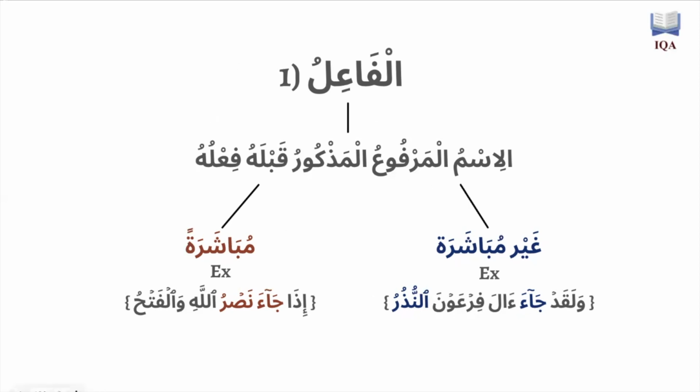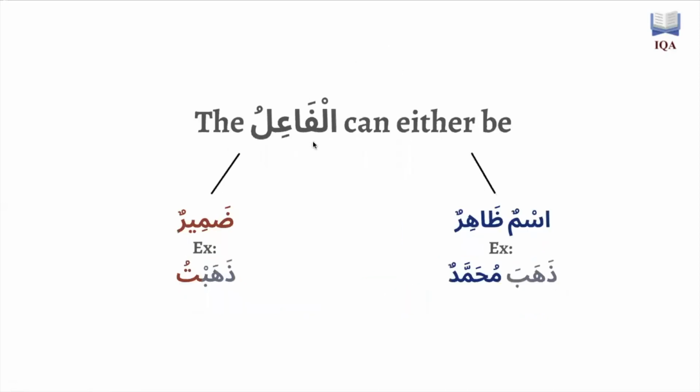Now, the second point we want to cover is that the fa'il can either be a dhamir, a pronoun, or an ism zahir, an apparent noun. Ism zahir is like Muhammad, Baytun, Sayara, Aishatu, Khalid, Ahmadu. It's an ism that's zahir. It's an ism that is very clear and it's not a pronoun pretty much. ذهب محمد, Muhammad went. Muhammadun is an ism that's مرفوع. المذكور قبله فعله, mentioned مباشرة, right before it is its verb, which is ذهب.